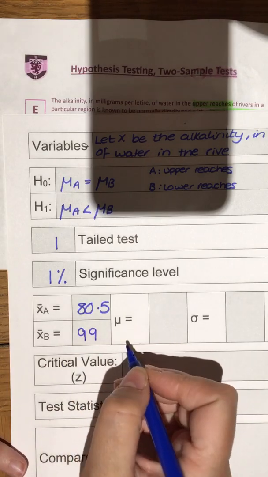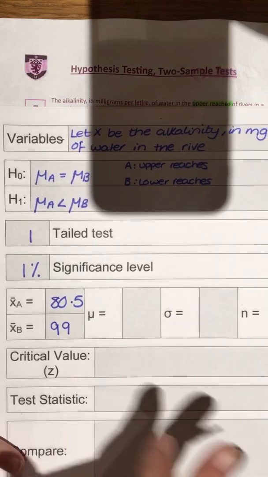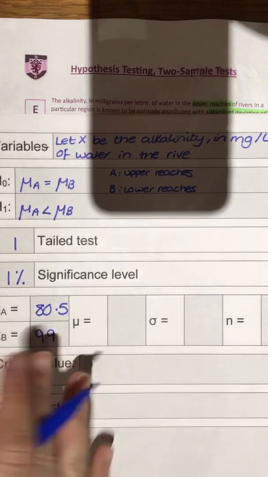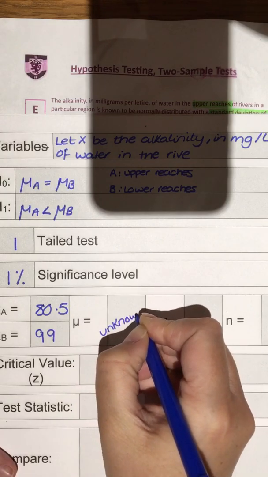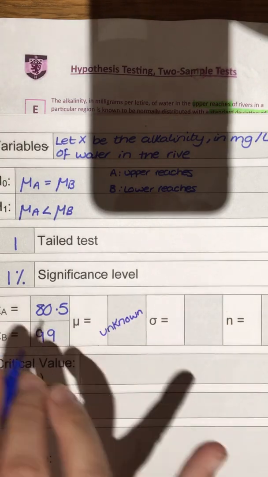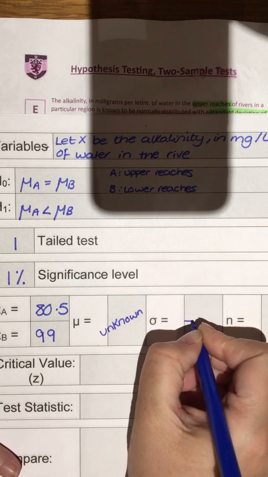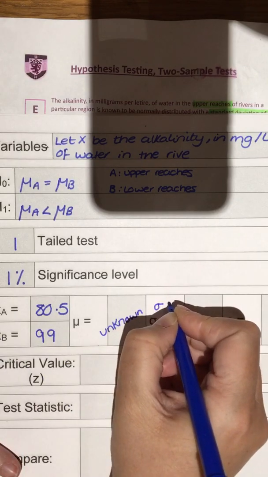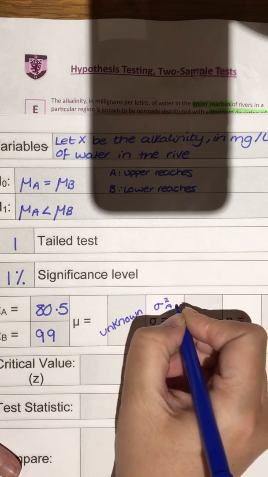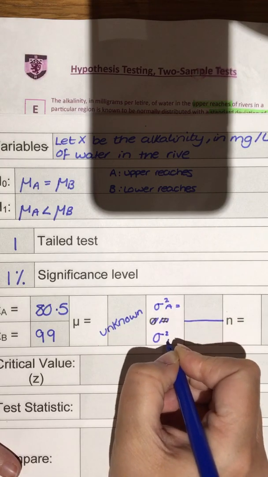Now the mu, I've left it on here because I want to try and keep these blue box sheets as similar as possible. But the mu for this is unknown, and it will always be unknown in these questions, and that's fine, that's important, we don't really need that. What I should have done, and I haven't done here, is I should have split this box, as I've done this one, into sigma squared A and sigma squared B. I'll make sure your boxes are sigma squared A and sigma squared B.